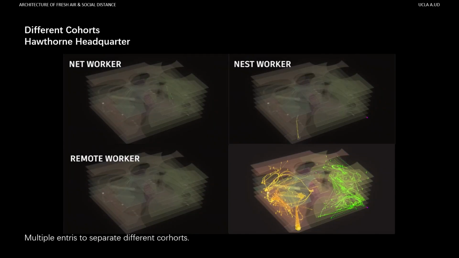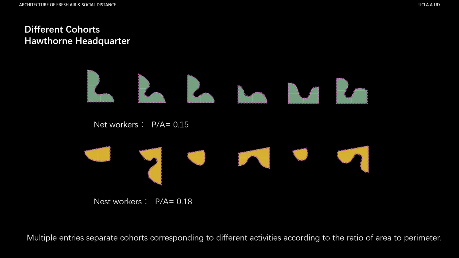This concept is also a response in my Hawthorn headquarter project. In this project, there are three groups of people, networkers, nest workers, and remote workers, and they enter through different entrances and do not interfere with each other. Also, multiple entrances separate cohorts corresponding to different activities according to the ratio of area to perimeter.